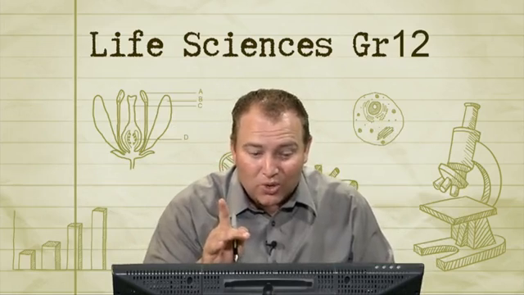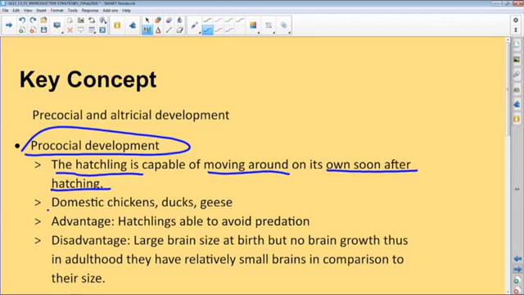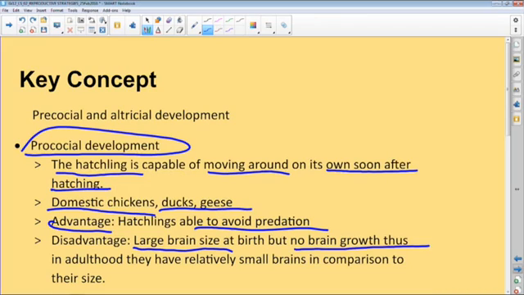And that is quite cool, right? You get your domestic chickens and your ducks and geese. Those are the ones. Remember I told you a duck can do it. The advantage is the hatchling is able to avoid predation, in other words, predators. The disadvantage is large brain size at birth, but no brain growth. Thus, in adulthood, they have relatively small brains in comparison to their body size. Which is quite cool. So the brain doesn't grow, they stay small.